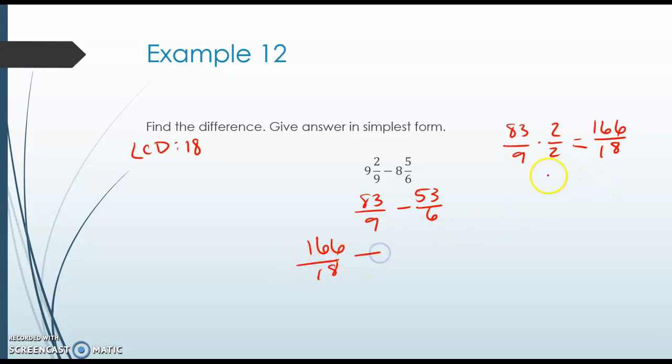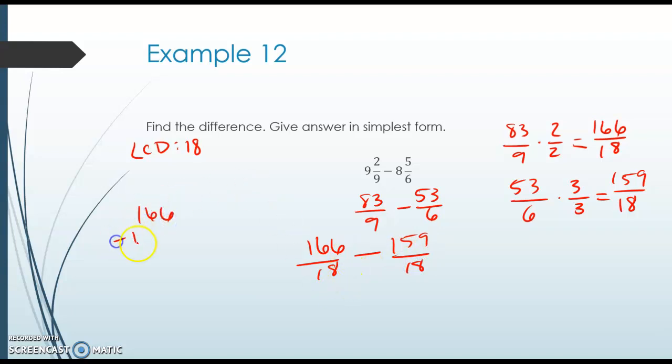166 18ths minus, and then I'm going to take 53 sixths. I'm going to take both of those times 3 because 6 times 3 is 18. And 53 times 3 is 159. So I have 166 minus 159 18ths. I'm going to borrow. 16 minus 9 is 7. That became a 5. So I am left with 7/18. And so that is what we're left with.